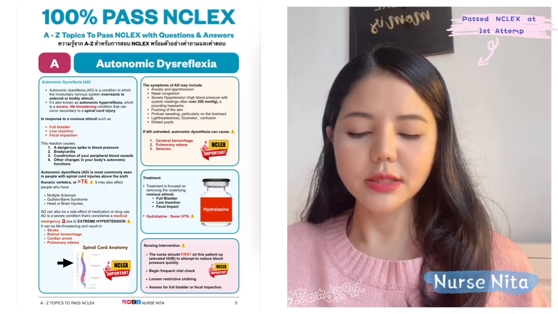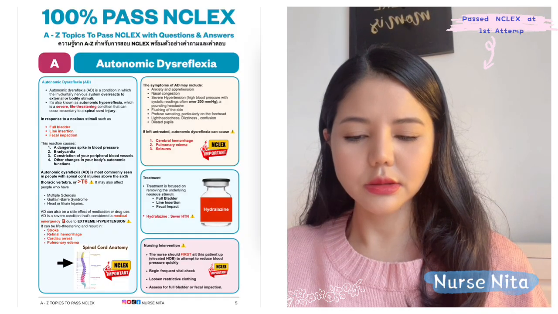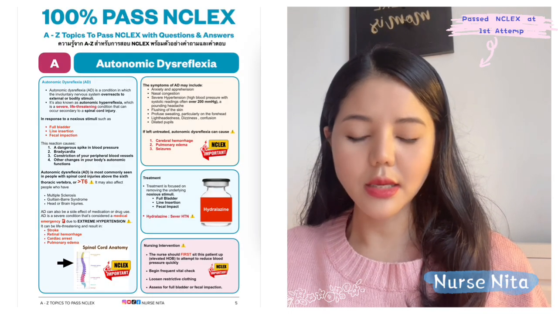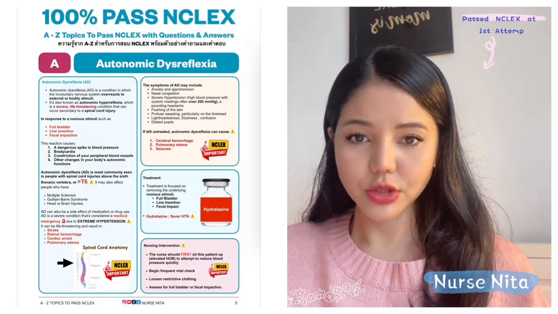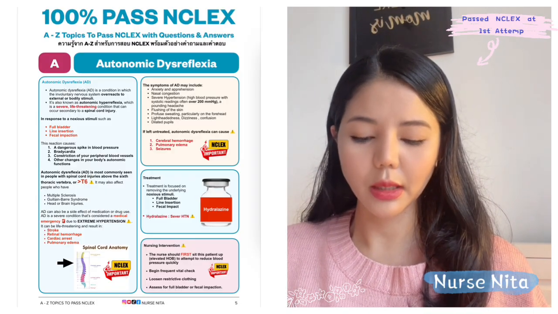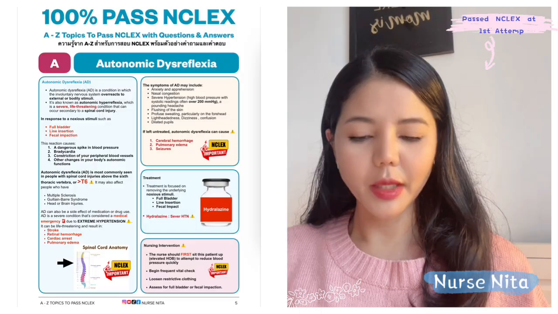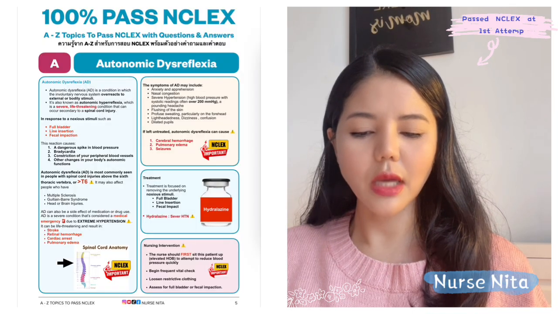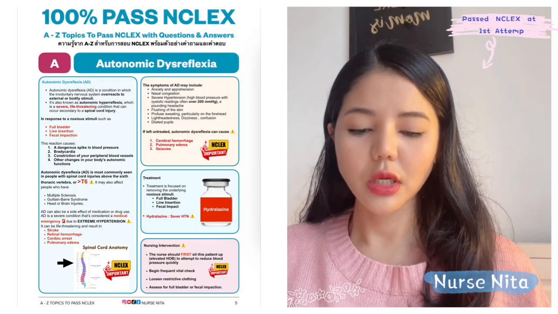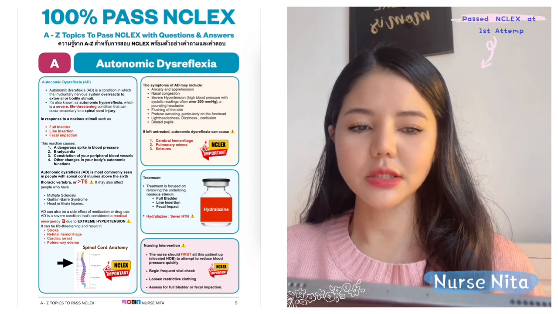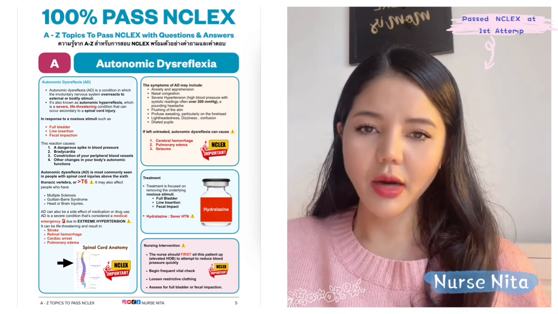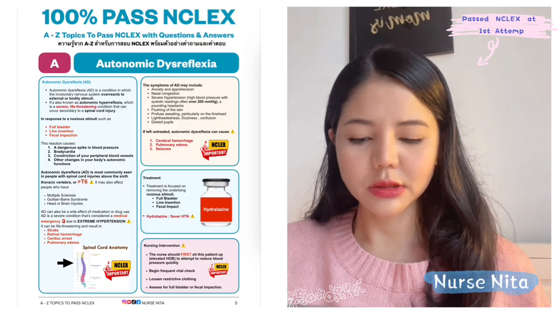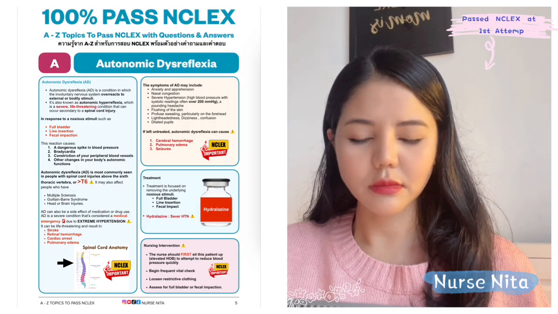So where is T6 and above T6? You can see it in the spinal cord anatomy that I show in the pictures right here. If the patient has an injury above T6, we should think about autonomic dysreflexia, if the patient has very high blood pressure, headache, and things like this.